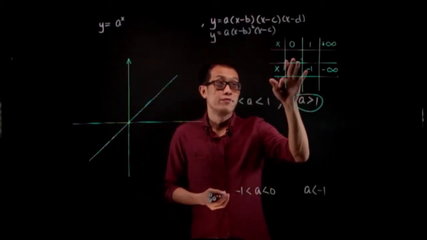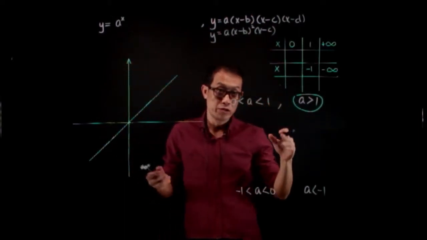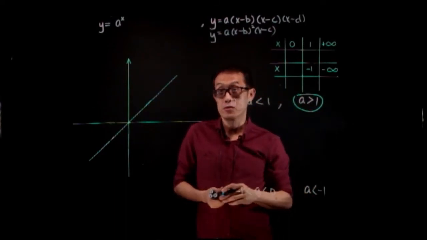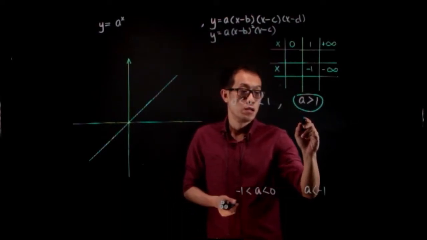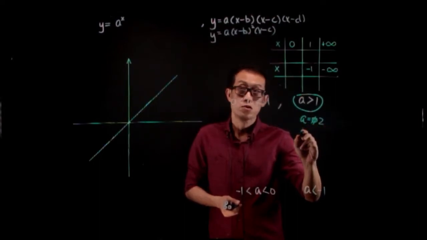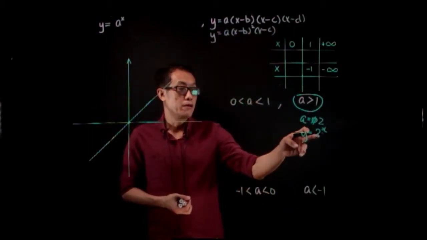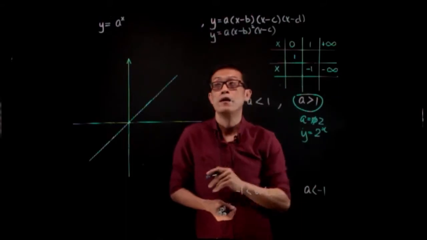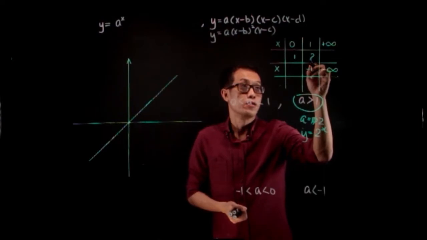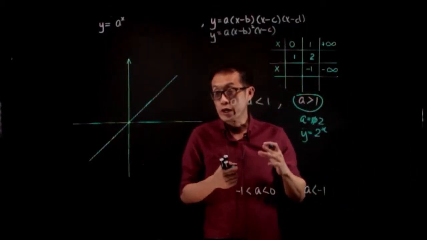What happens if, let's imagine, a is 2? We imagine by using a real number that I substitute in. I think it's easier to imagine. So a is 2, so y equals 2 to the power of x. Now, 2 to the power of 0, what do you get? You get 1. Then 2 to the power of 1, you get 2. 2 to the power of a very large number, you will get a super large number.